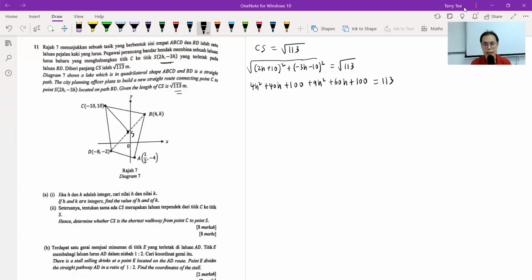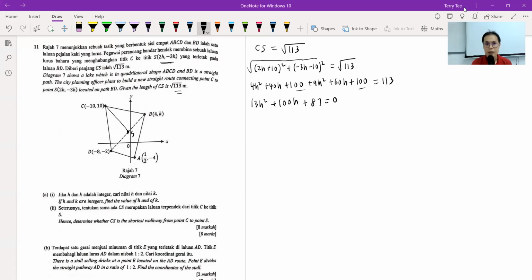Let's add them up. 9 plus 4 is 13h squared. 40 plus 60 is 100h. This is 100 plus 100, 200. 200 minus 113, I got 87 equals 0. Okay, I think the number is not nice. It's quite ugly, in fact.